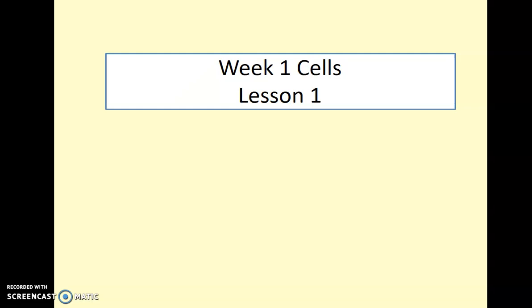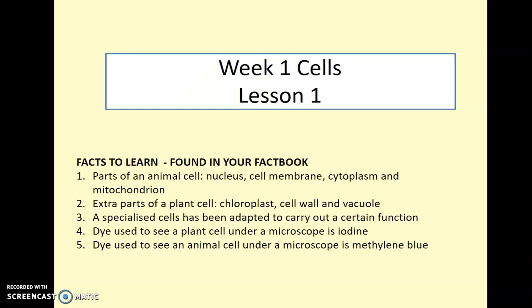So the first lesson that we're going to be doing is cells. It's going to be split into 2 lessons per week. The first lesson is cells, and the facts you will need to learn that can be found in your fact book for this lesson are parts of an animal cell, which are listed, the extra parts of a plant cell, which are listed also, and what a specialised cell is, and the dyes that are used to see a plant cell and an animal cell under a microscope.